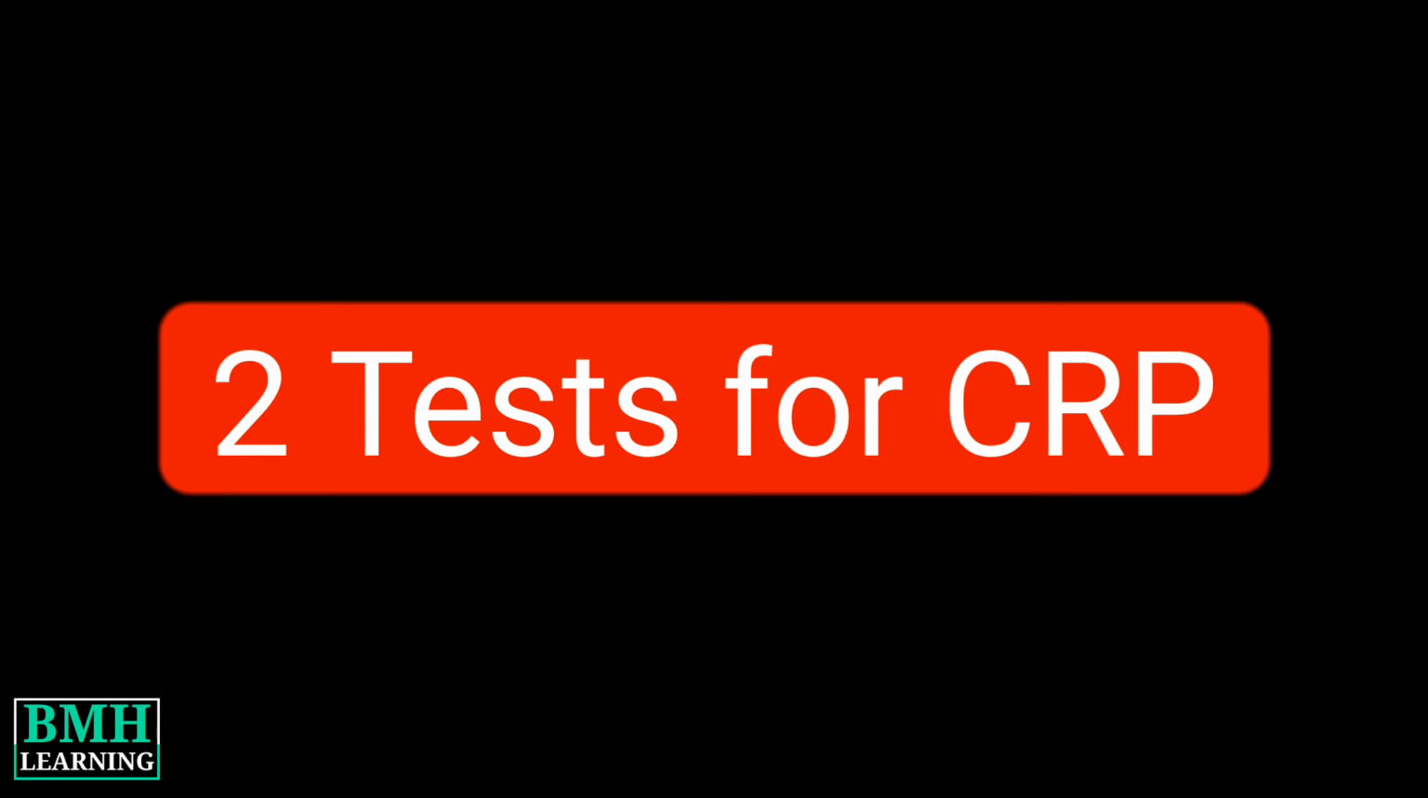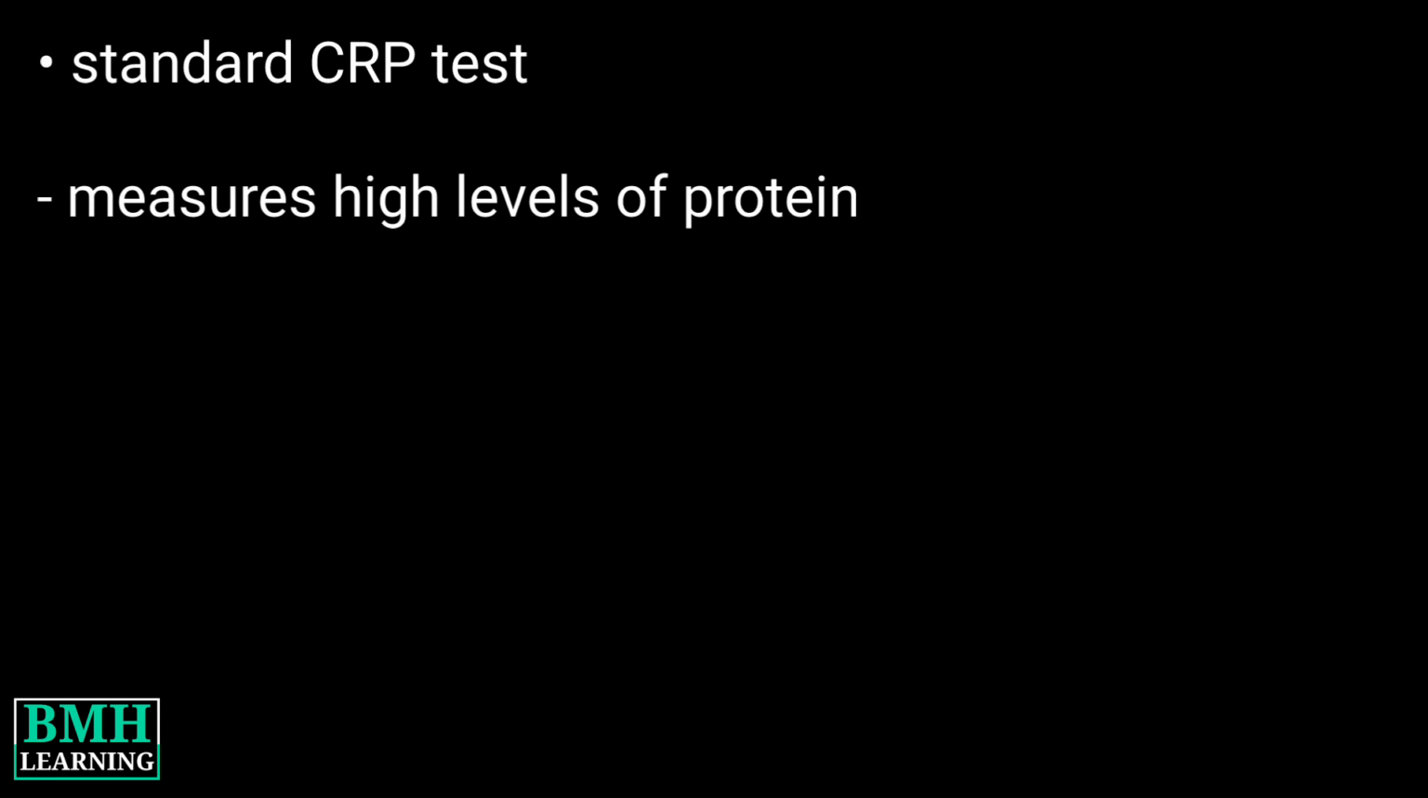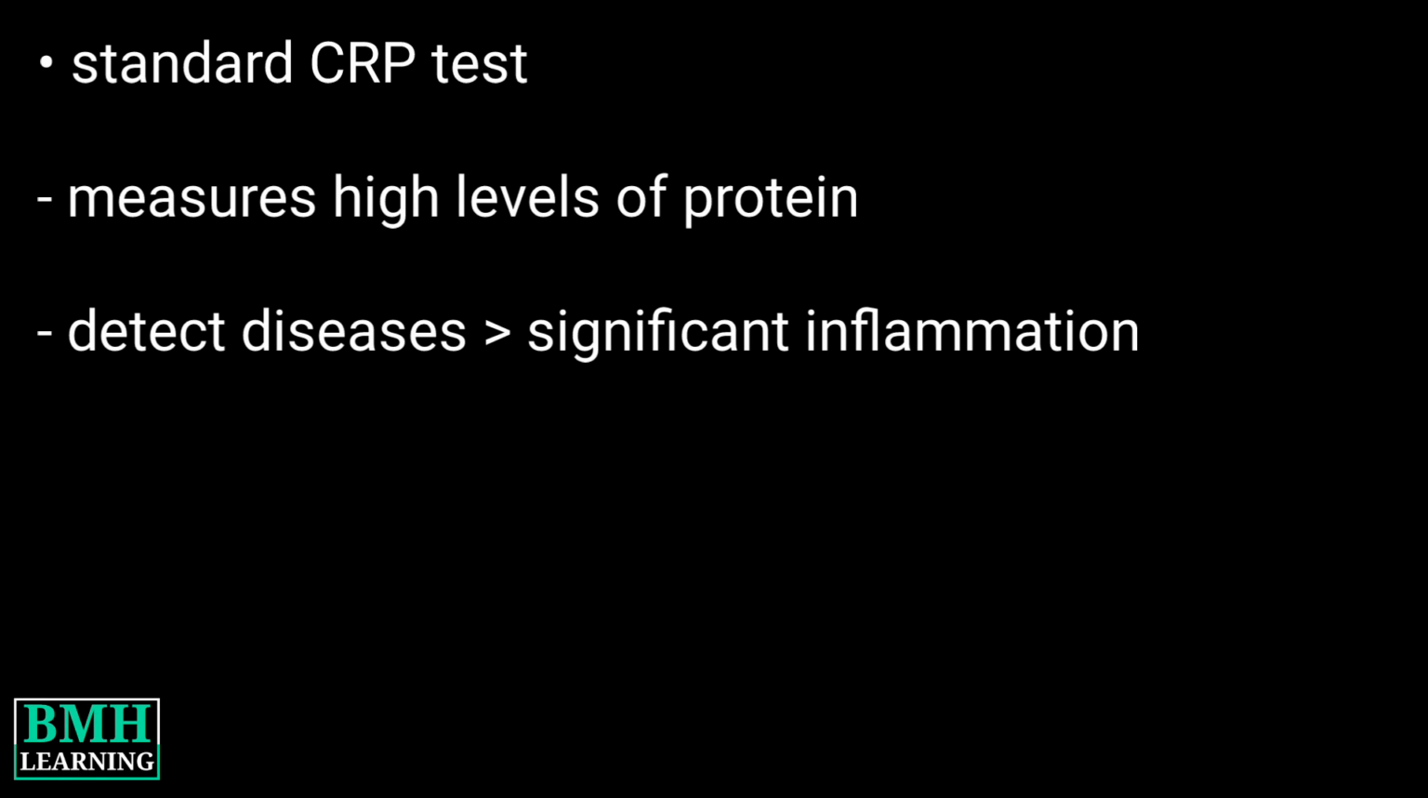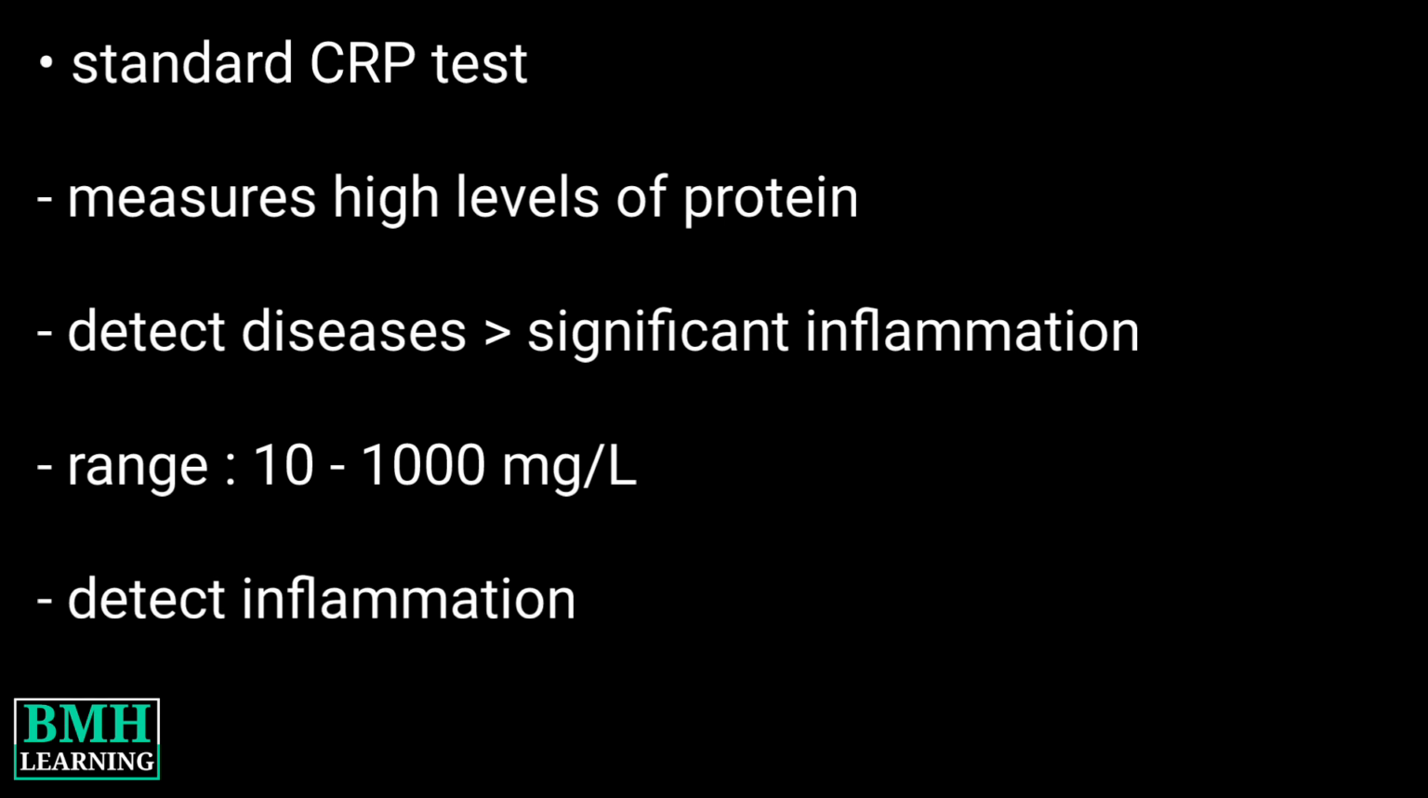Now there are two different tests that measure CRP, and each test measures a different range of CRP level in the blood for different purposes. The standard CRP test measures markedly high levels of protein to detect diseases that cause significant inflammation. It measures CRP in the range from 10 to 1000 mg per liter. This test may be used to detect inflammation.